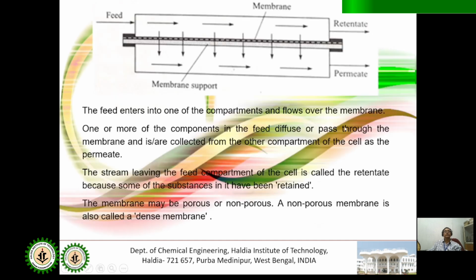So you can see that the feed enters one compartment and flows over the membrane. One or more components in the feed diffuse or pass through the membrane and are collected from the other compartment of the cell as the permeate. The stream leaving the feed compartment of the cell is called the retentate, because some of the substances are retained. The membrane may be porous or non-porous. A non-porous membrane is called a dense membrane.